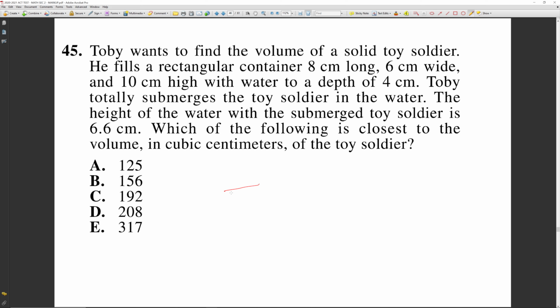Let's do this as fast as possible. So you kind of sketch this out. So you tell him this is 8 centimeters long, 6 centimeters wide, and it's 10 centimeters tall, but he fills it up to 4, and then when you're done, it's like 6.6. So the change in height is 2.2 times 8 times 6. Answer for this is 124.8, and the closest answer to this is A, which is 125. In reality, this is a 30-second problem because there is some reading to do.